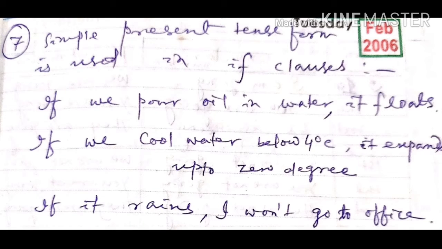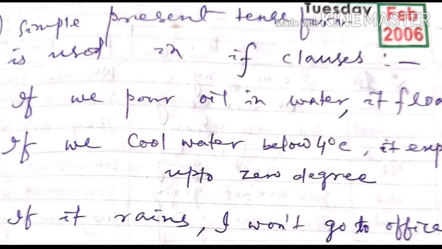Simple present tense is used in if clauses. For example, if we pour oil in water, it floats. If we cool water below 4 degrees Celsius, it expands up to 0 degree. If it rains, I won't go to office.